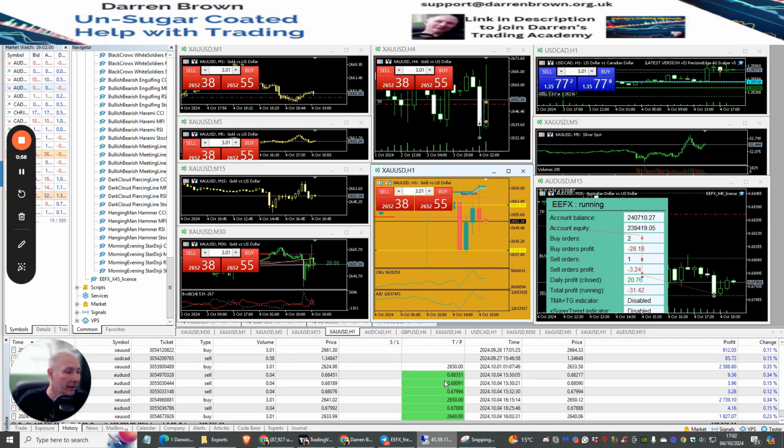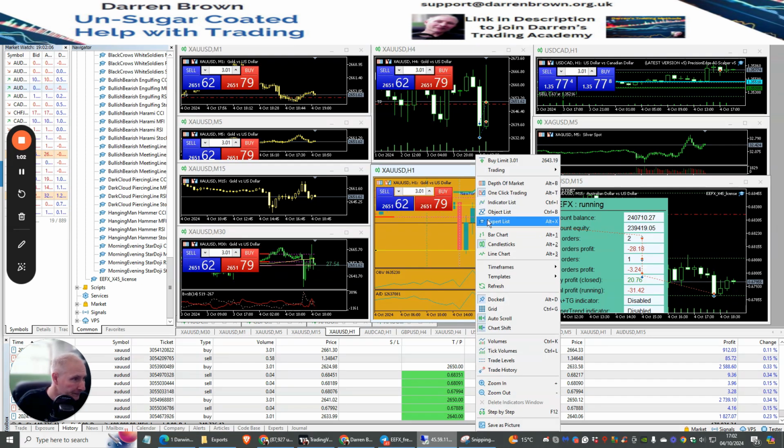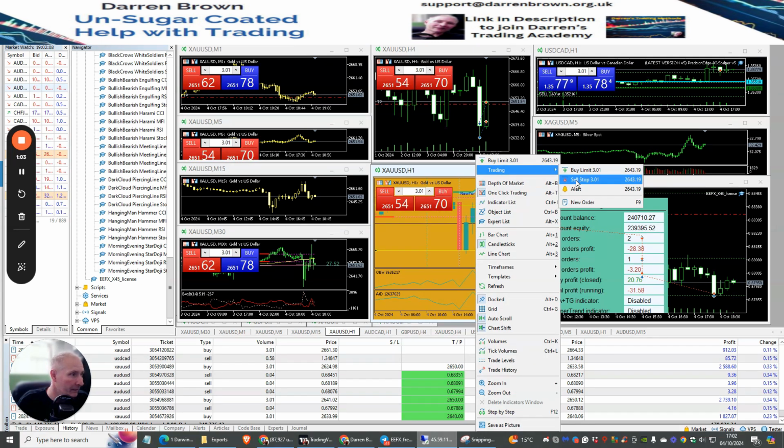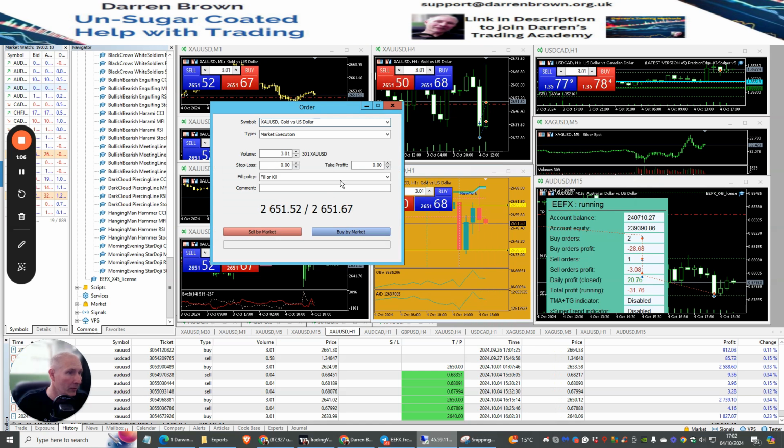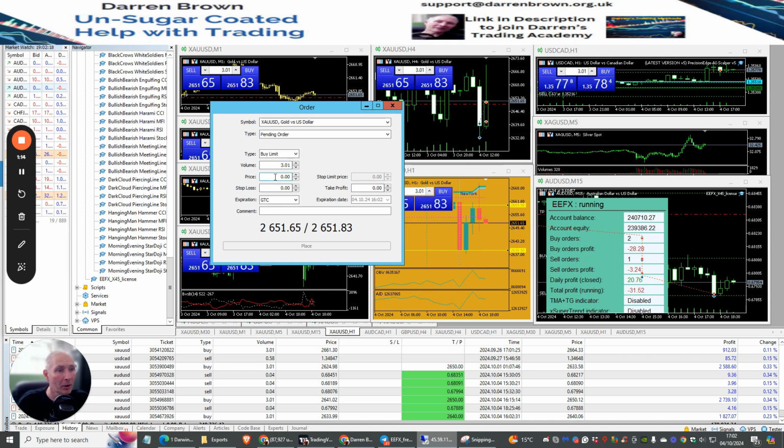So what I'm going to do is place a trade in case we get a drop. I'm going to right mouse click, go to trading, go to new order, and then put in type. I'm going to put a pending order, and then I'm going to put a price: 2640.